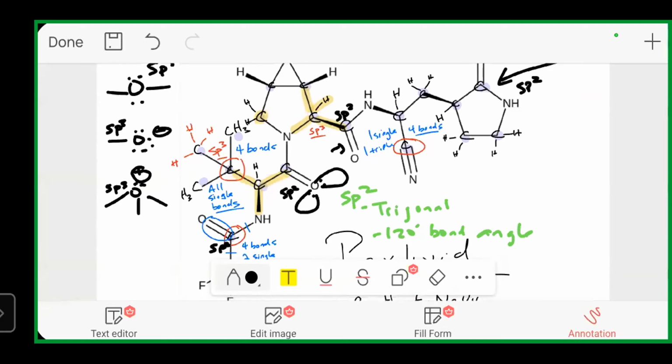Okay. Now let's talk about sp hybridization. Because sp3 we talked about: 4 groups, 109.5 bond angle, 4 sigma bonds, no double bonds, all single bonds. sp2 is 3 groups. It is 120 degrees for your bond angle. It is 3 sigma bonds and 1 pi bond. Now we need to talk about sp hybridization.